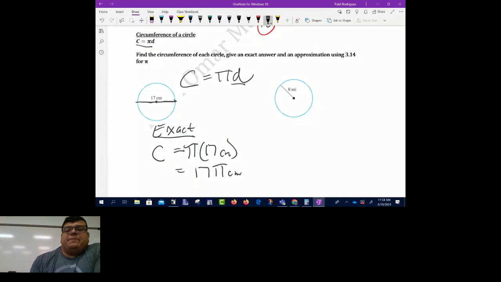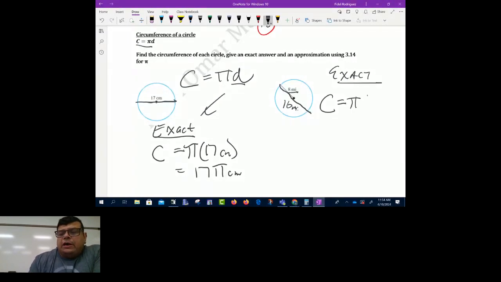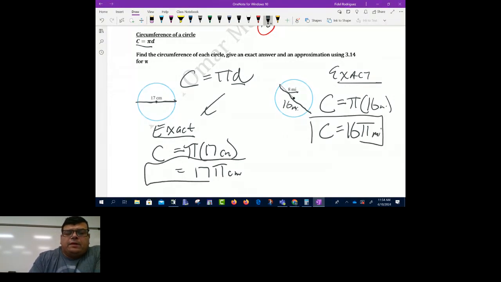I want you to think about the same idea that we did here, and do that over here. Now remember, the diameter goes all the way through the circle. So if that piece is 8, wouldn't the whole thing have to be 16? So again, I'm going to take pi times 16 miles. So my exact answer is 16 pi miles. These are what we call the exact answers.